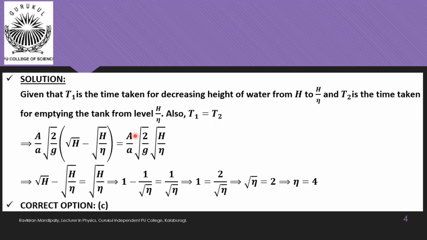So we write T2 is equal to capital A by small a into root of 2 by g into h by eta. On either side, the common terms are cancelled and we get the expression root h minus root h by eta is equal to root h by eta. Root h is cancelled all over. Then we get 1 minus 1 by root eta is equal to 1 by root eta. That is, 1 equals 2 by root eta, or root eta is equal to 2, or eta is equal to 4. That is, the correct option would be option C.